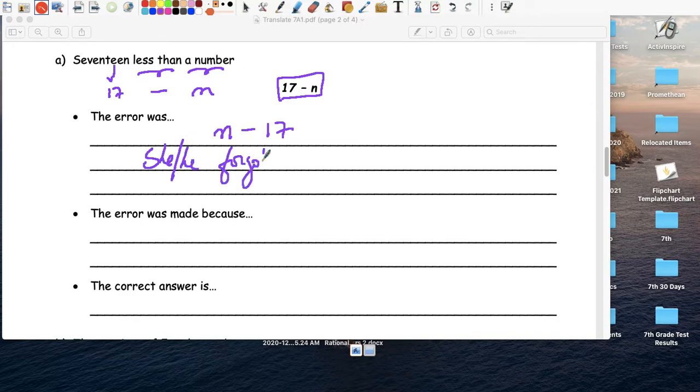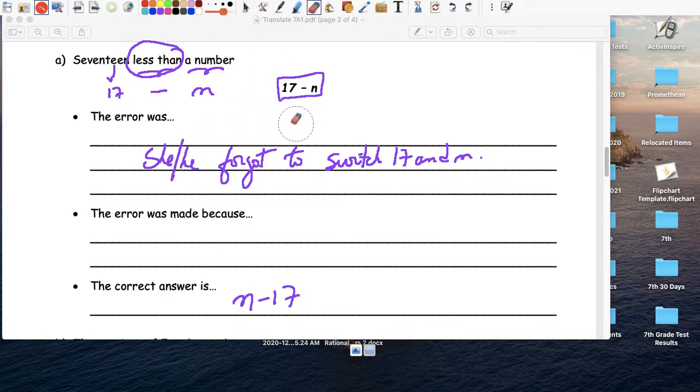I don't know why, but he didn't pay attention to the words less than, or maybe he got confused. So the correct answer is n minus 17, because you have to switch around.